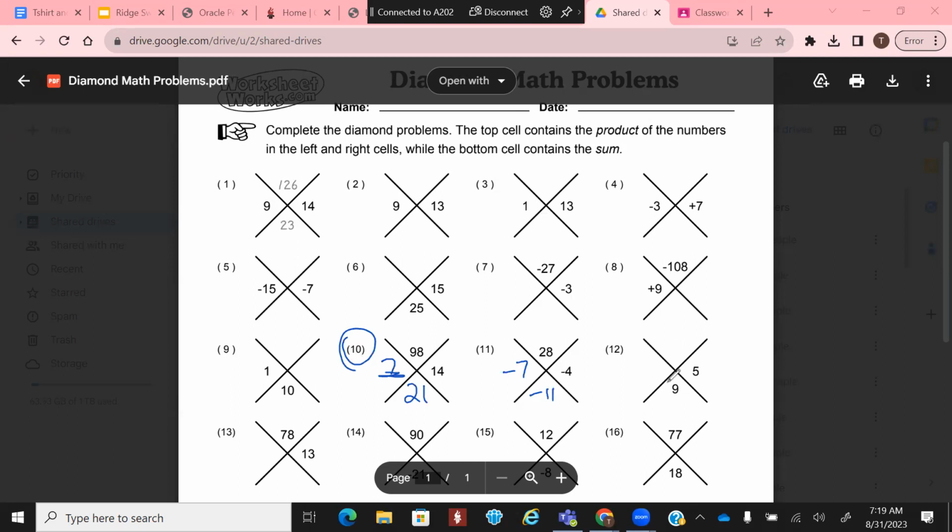Fantastic. The next one's kind of the opposite. In order to get this guy, we're going to subtract. What's 9 minus 5? 4. And what's 4 times 5? 20. Ta-da.